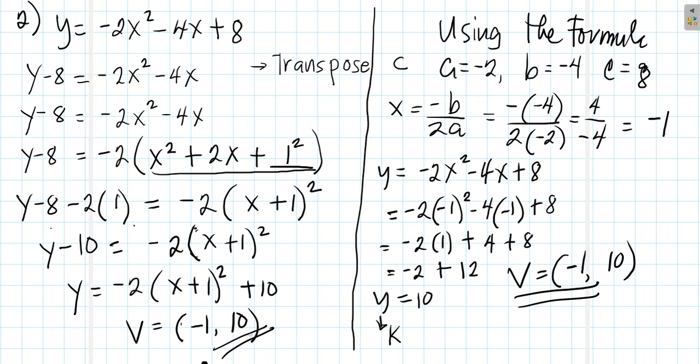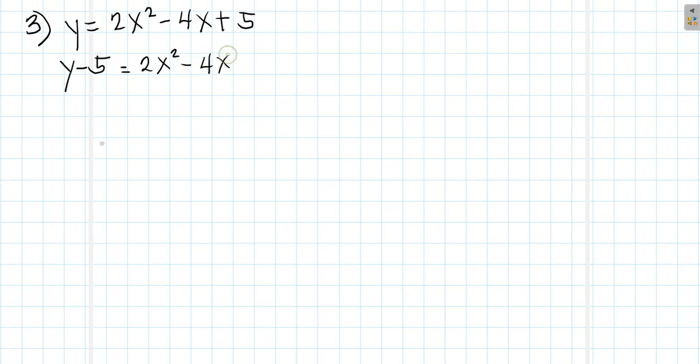Okay, so we have another example. Next page, number 3. How about if you have here y is equal to 2x squared minus 4x plus 5. So what are you going to do first? Yes, we have to transpose 5 first, that becomes y minus 5 equals, you copy, and then what is the next step? Okay, since this is positive, a is automatic, we just add.